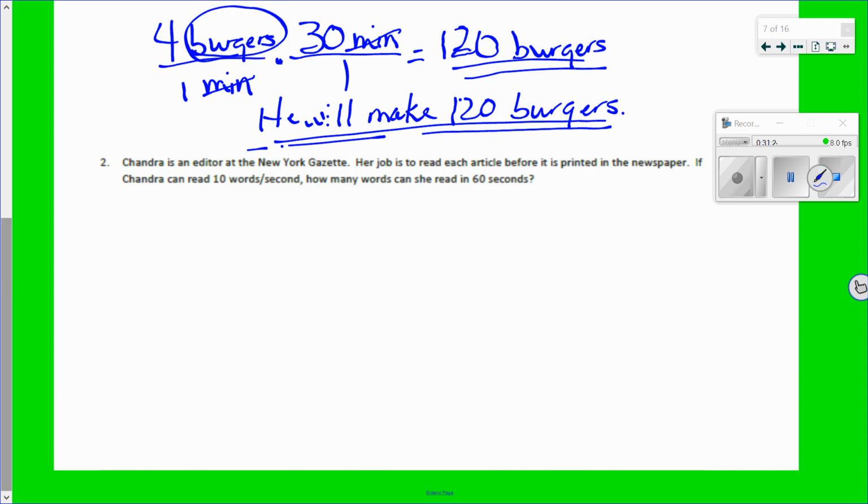Okay, let's look at our second problem on this one. Chandra is an editor at the New York Gazette. Her job is to read each article before it is printed in the newspaper. If Chandra can read 10 words per second, how many words can she read in 60 seconds? There's our question.